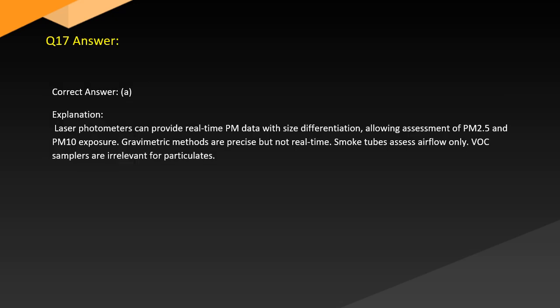Answer. Correct answer: A. Explanation. Laser photometers can provide real-time PM data with size differentiation, allowing assessment of PM2.5 and PM10 exposure. Gravimetric methods are precise but not real-time. Smoke tubes assess airflow only. VOC samplers are irrelevant for particulates.